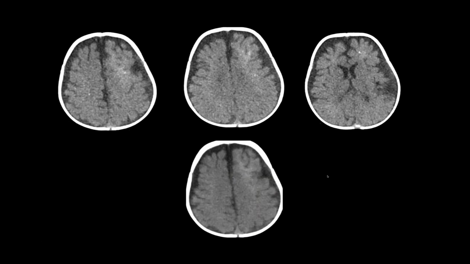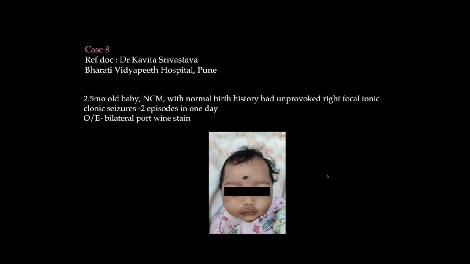So I have a question before you show us the findings, because we all know the diagnosis here. My question is, 2.5 months, was she not born with the bilateral port wine stains? She probably was, right? Yes, sir. She was born with bilateral port wine stain.